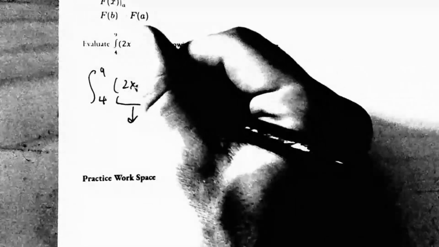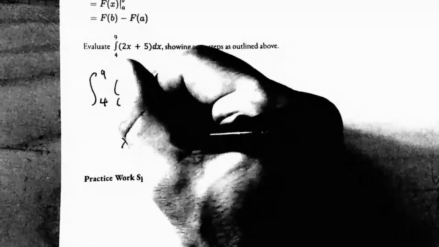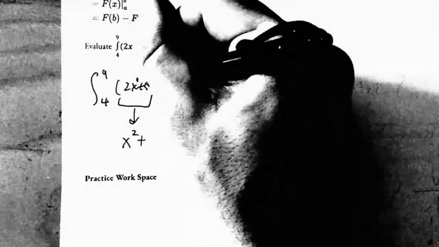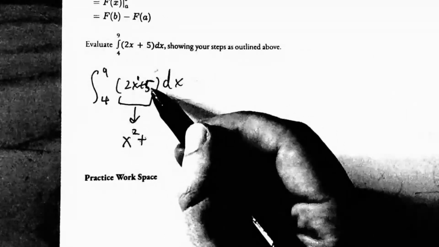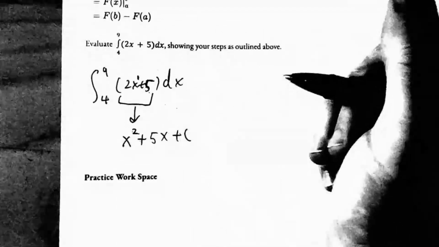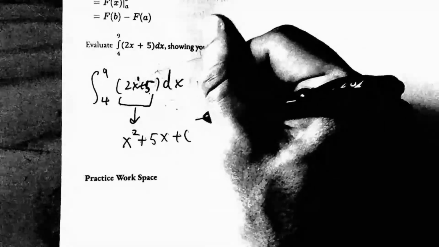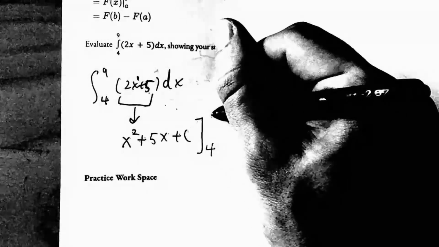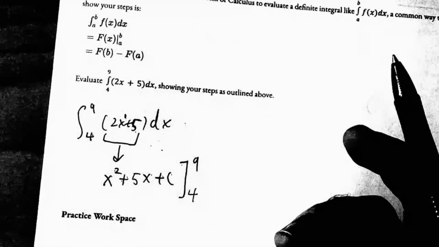Using that inverse power rule, remember there's a little 1 right here, power of 1. So 1 plus 1 is 2, divided by 2 is just going to be regular x squared, plus, again, this is a common rule to know, the antiderivative of any constant is just that constant times x. So it's just 5x plus c. Okay, and then from brackets over here, I'm going to do a vertical line. You can do what you like, from 4 to 9. Okay, that's step 1.